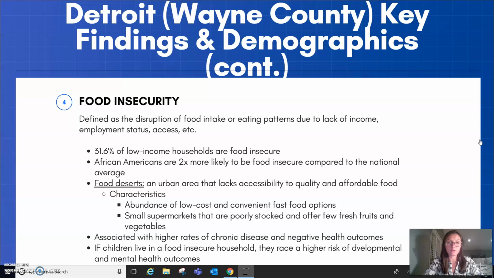Living in food deserts, or an urban area that lacks accessibility to quality and affordable food, is also a characteristic of food insecure individuals. Food deserts typically have an abundance of low-cost and convenient fast food options, with small grocery stores that are poorly stocked and lack fresh fruit and vegetable options. Food insecurity is associated with higher rates of chronic disease and ultimately negative health outcomes. And if children live in a food insecure household, they have a higher risk of developmental and mental health outcomes.